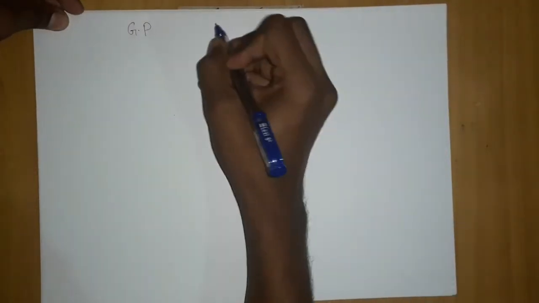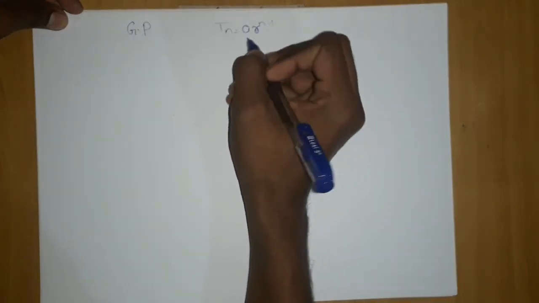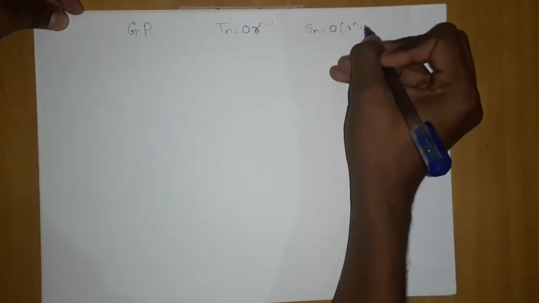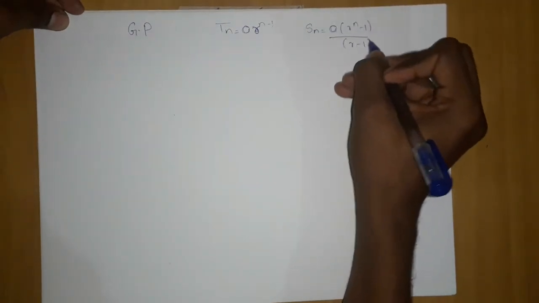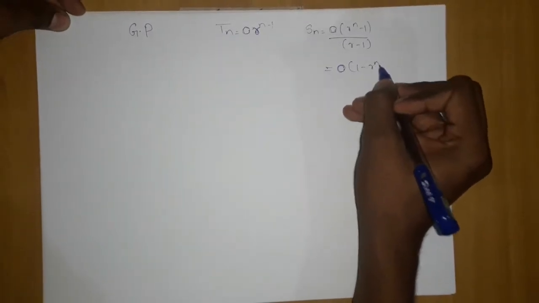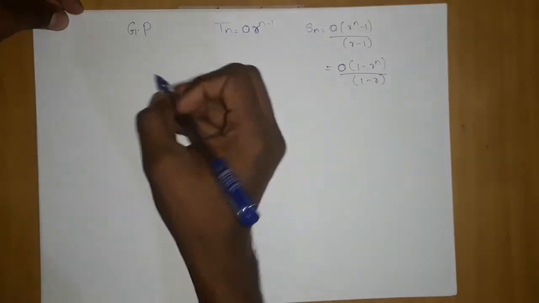Tn was what? a r to the power n minus 1. Sn was what? a times r to the power n minus 1 upon r minus 1. It can also be converted as a into 1 minus r to the power n upon 1 minus r, depending upon the situation.